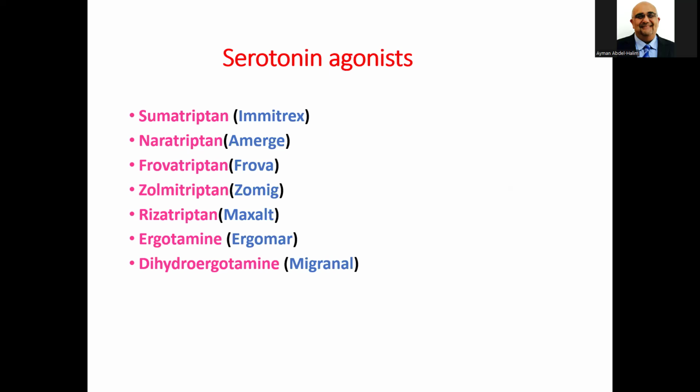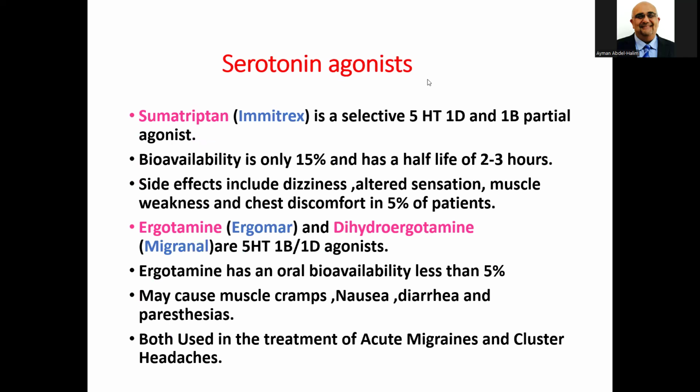Okay, serotonin agents. The most famous one is sumatriptan, and also ergotamine and dihydroergotamine. These work as 1D and 1B partial agonists. Now, the problem is this can cause vasoconstriction, and thus you cannot use them in patients with coronary artery disease. However, there are new serotonin agonists right now that work on 1F, okay, as in Frank, 1F. So these could be used in patients with coronary artery disease. These can cause chest discomfort when you inject them in 5% of the population. Of course, ergotamine and dihydroergotamine can also cause the same problem.